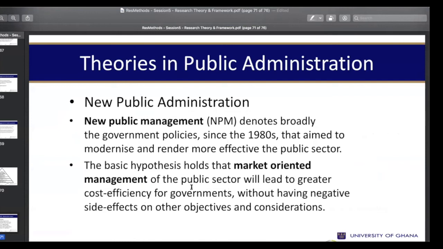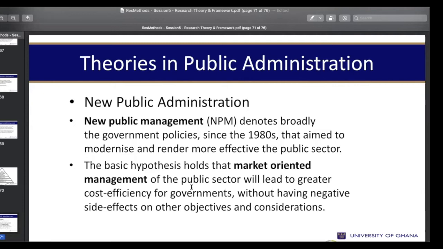Then theories in public administration. There are a number of different theories in public administration. One of the dominant concepts that have been there, which are used in public admin work, is the new public management, which denotes government policies. Broadly, government policies since 1990 that are aimed to modernize and render more effective the public sector.